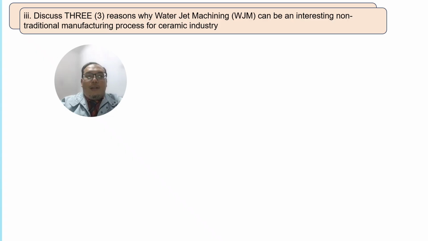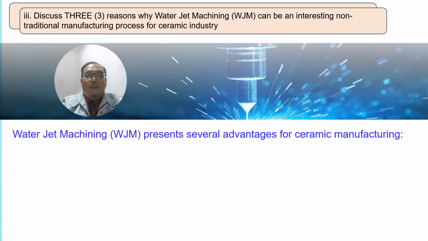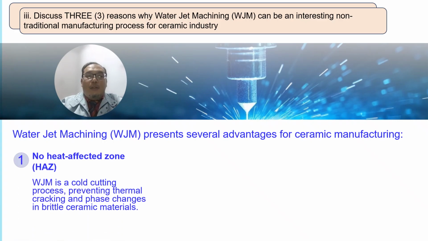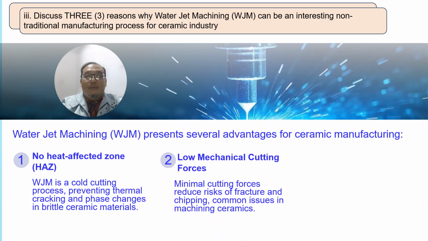Now we are at the final question, question number 2.3. Discuss 3 reasons why water-jet machining, WJM, can be an interesting non-traditional manufacturing process for the ceramic industry. Water-jet machining presents several advantages for ceramic manufacturing. Reason number 1, no heat affected zone. WJM is a cold cutting process, preventing thermal cracking and phase change in brittle ceramic materials.